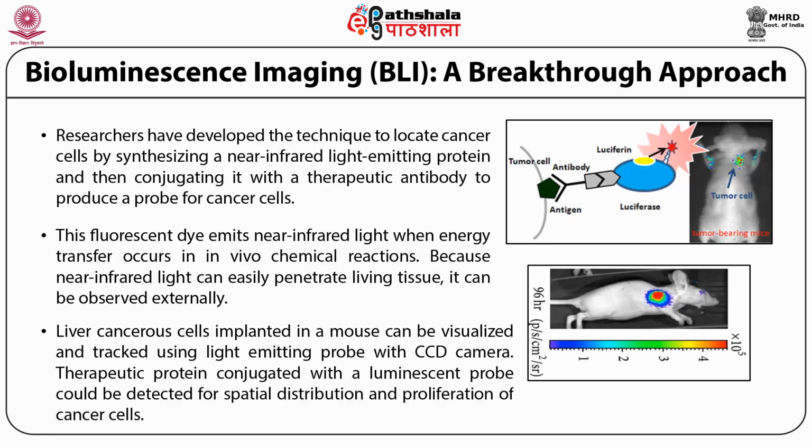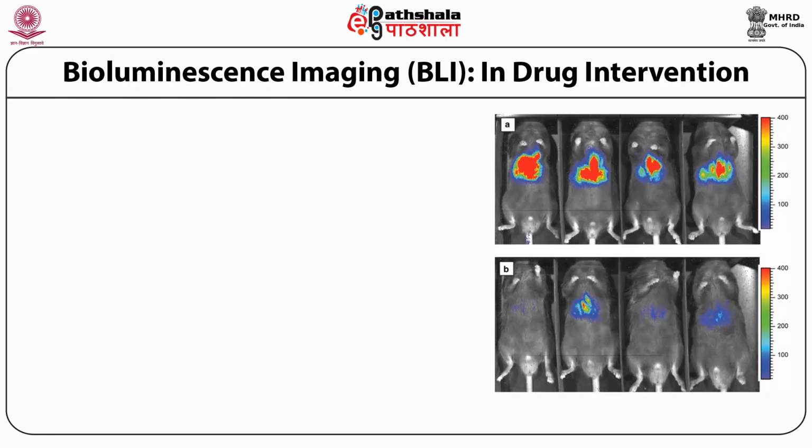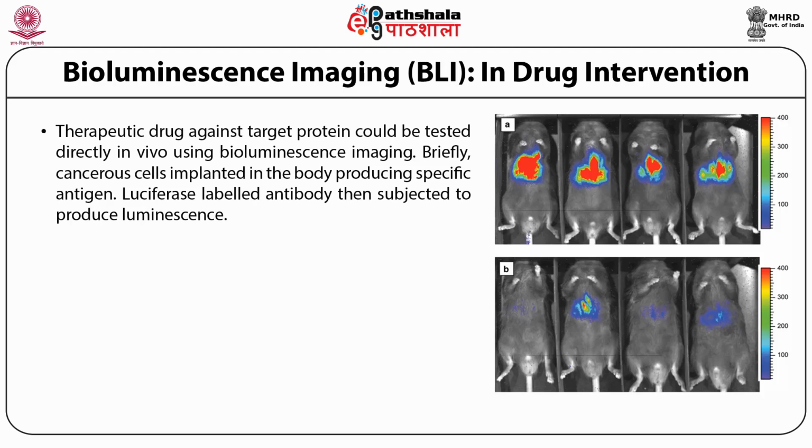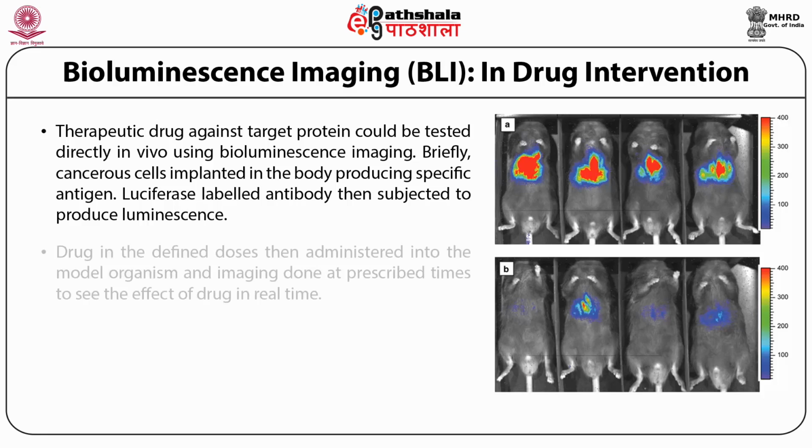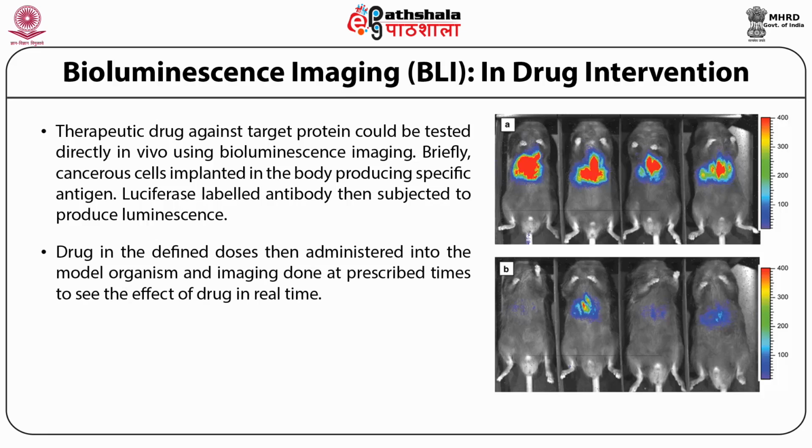You can see the amount of cancer cells can easily be detected in the mice. This is another example of bioluminescence imaging, which is used for the visualization of drug intervention. A therapeutic drug against a target protein could be tested directly in vivo using bioluminescence imaging. Briefly, cancerous cells implanted in the body produce a specific antigen, and a luciferase-labeled antibody is then subjected to produce luminescence. The drug in a defined dose is then administered into the model organism, and imaging is done at prescribed times to see the effect of the drug in real time.